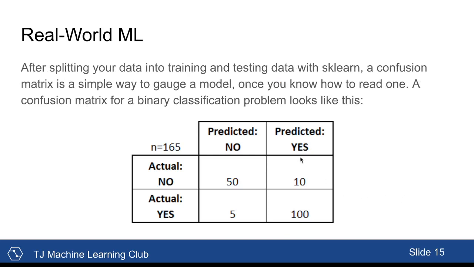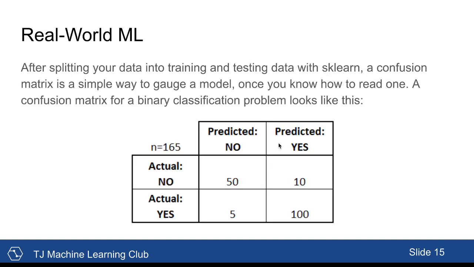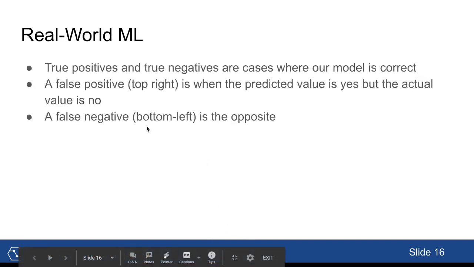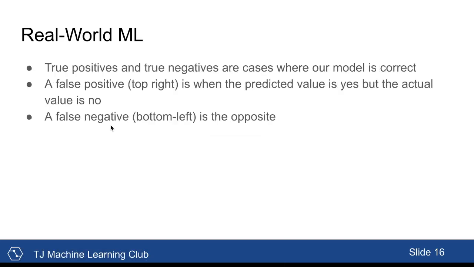So here would be, our predicted value is yes, our actual value is no, and a false negative would be the opposite. So our predicted value is no, but the actual value is yes. So kind of a little bit confusing if you think about it, but it does make sense. A false negative, your model predicted no while the answer was yes. So it's giving you negative for, I guess, no reason.